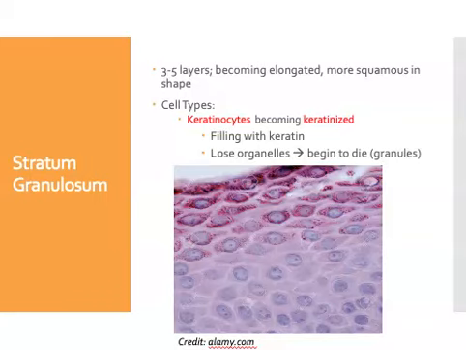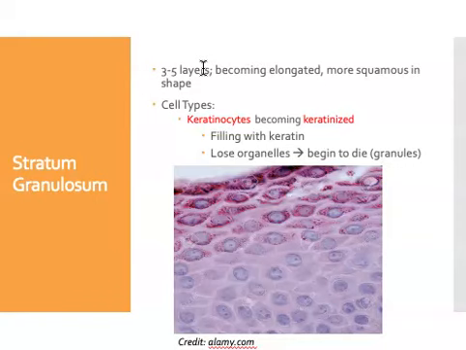Above the stratum spinosum layer is the layer called the stratum granulosum. Like the stratum spinosum, there are several layers of cells in the stratum granulosum, but not as many as what you find in the stratum spinosum. Generally 3 to 5 layers or so.